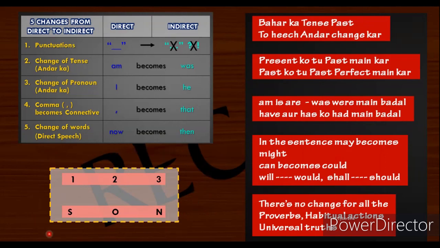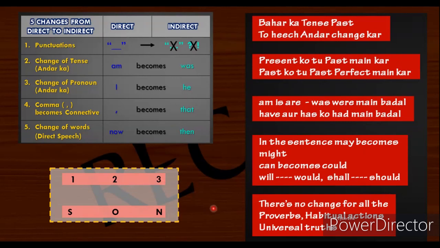Talking about this table that is 1, 2, 3, SON: whenever we change a sentence from direct to indirect, we always face three different pronouns in our sentences. That is first person, second person, and the third person. And we have learned that whenever we change the first person, it takes the position of the subject, the second person takes the position of the object, and the third person has no change.